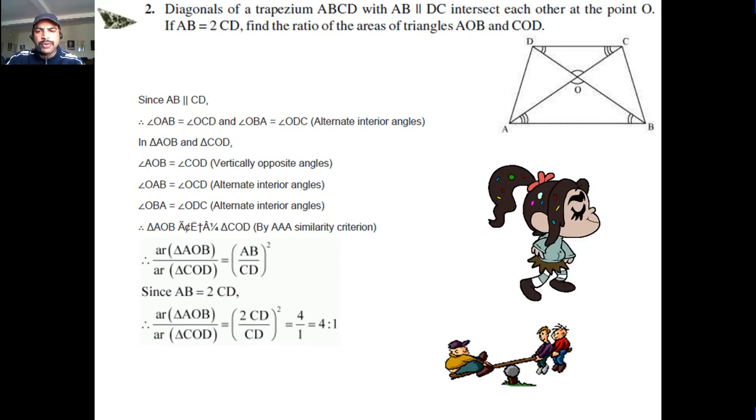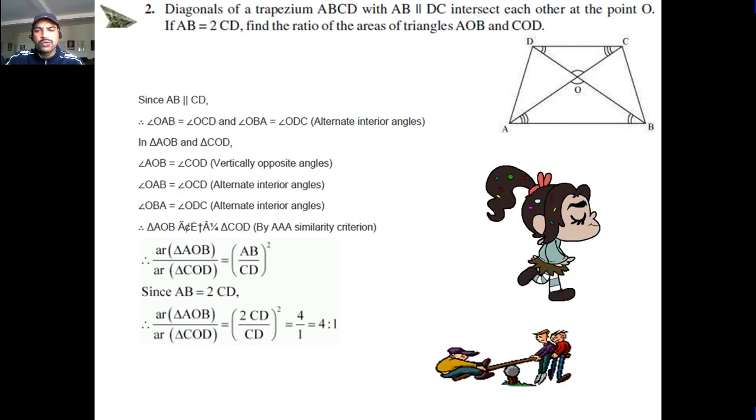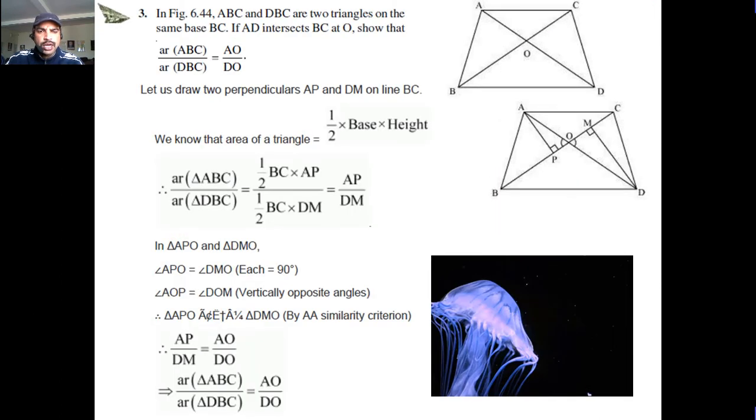So area of triangle AOB upon area of triangle COD is equal to AB upon CD whole square. AB is equal to 2CD. Area of AOB upon area of COD is equal to 2CD upon CD whole square, that is 4 upon 1, 4:1.